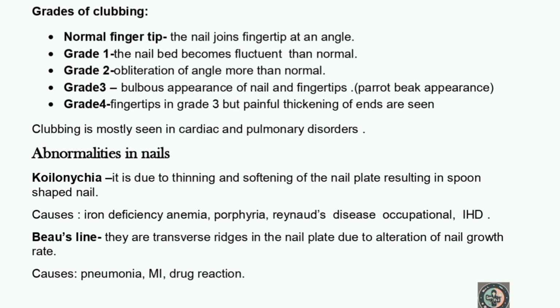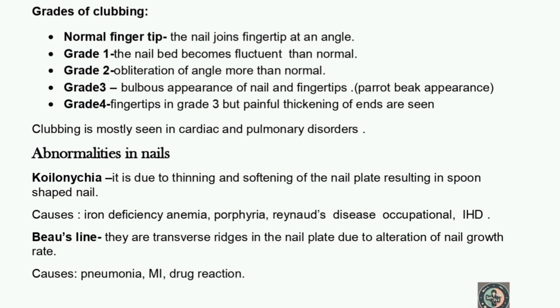Then after clubbing we will see abnormalities in nails. There are certain abnormalities which we can appreciate to diagnose a certain disease. In this, first is koilonychia. Koilonychia is due to thinning and softening of the nail plate, resulting in spoon-shaped nails. So whenever you see spoon-shaped nails or a kind of abnormality like this, the causes may be iron deficiency, anemia, porphyria, Raynaud's disease, or occupational diseases.